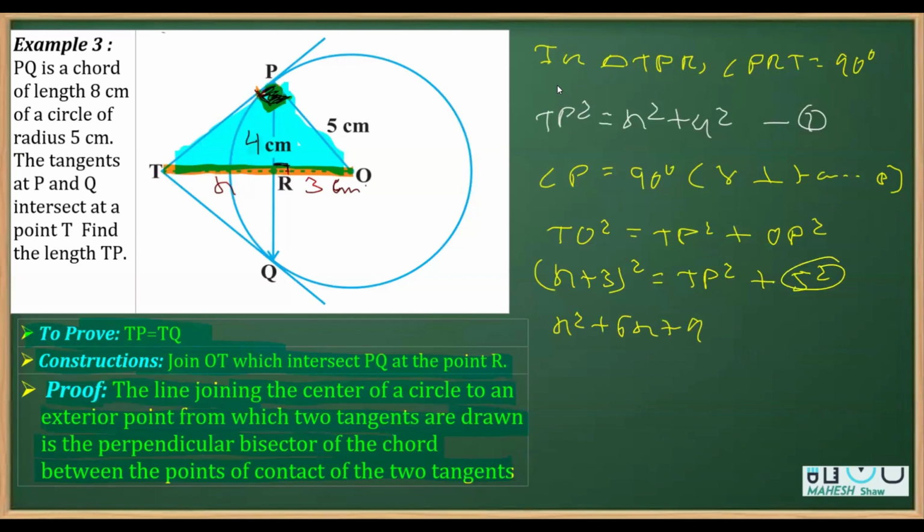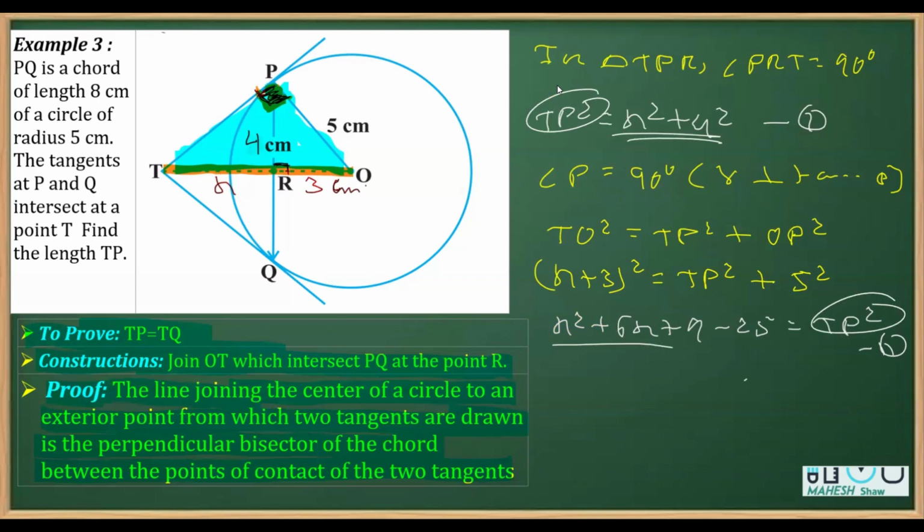And transposing 5 to the other side, the square of 5 is 25 on the left hand side, is equal to TP square. Now if I mark this equation as 2, you can see that from equations 1 and 2, we have both TP squares. So therefore, this can be equated with this. If I equate these two equations, from 1 and 2, you may write in the exam.